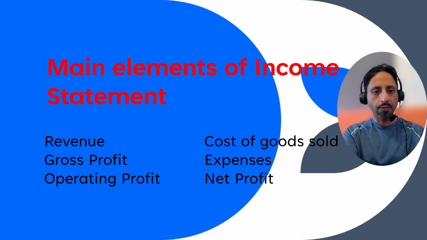So what are the main elements of an income statement? First element is the revenue. Second element is the cost of goods sold or cost of sales. Third element is gross profit. Then we have expenses, which can be many different types of expenses, but it's the main heading, expenses. After that, we'll see operating profit and then the net profit.